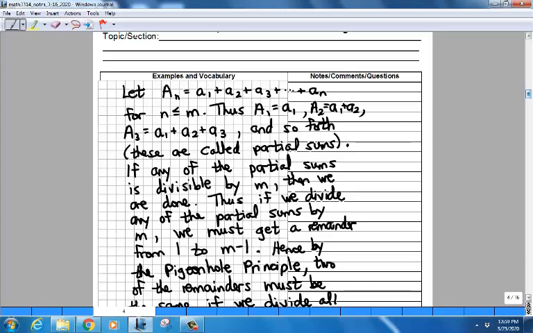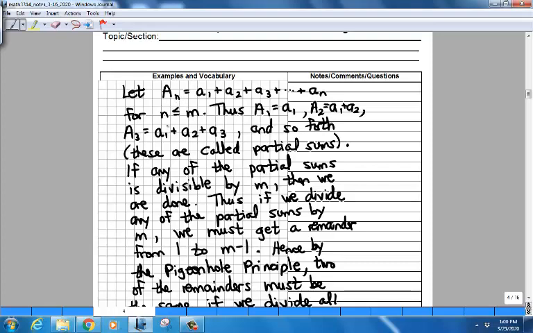For those of you who have taken Calculus 2, you might have studied partial sums already at the last part of that course when you were studying sequences and series, because they play an important role in the study of sequences and series, and we're going to use them here as well. So I'm going to let capital A sub n be the sum of the first n positive integers.